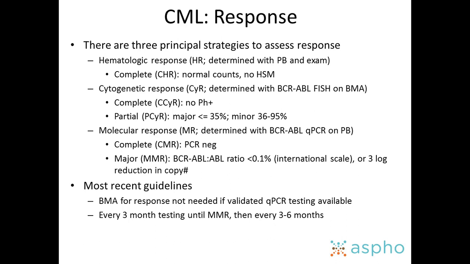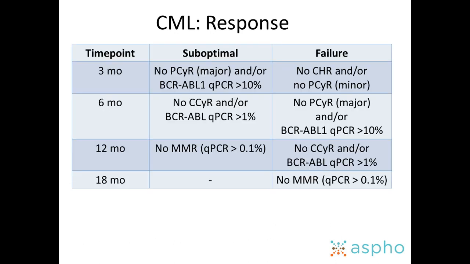Okay, the most recent guidelines for response evaluation in CML call for a bone marrow aspirate not to be done if you have validated qPCR testing available for response characteristics. And then when do you do peripheral blood for PCR? The recommendation is every 3 months until you induce a major molecular response, and then every 3 to 6 months thereafter. So these are the marks in this table.